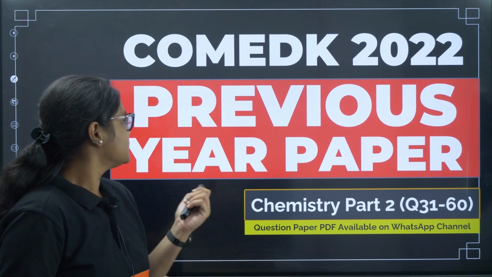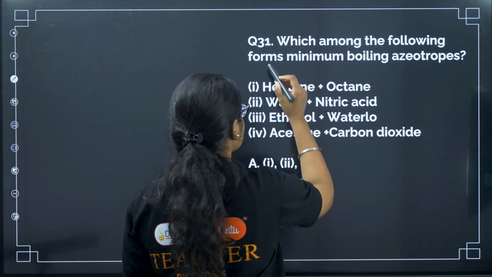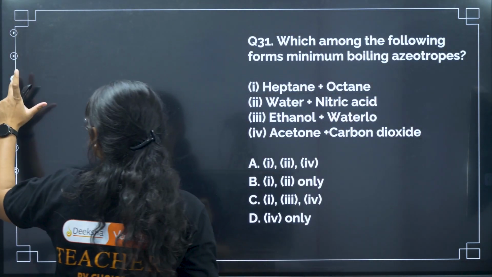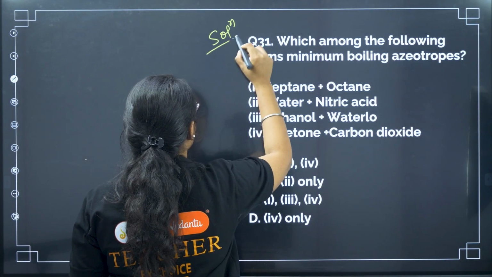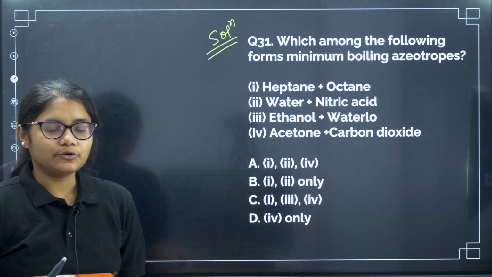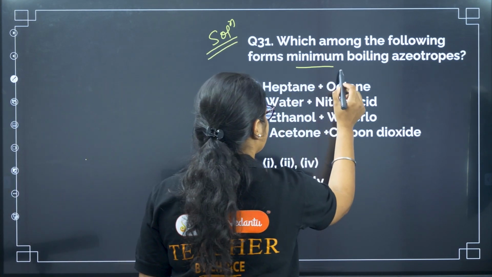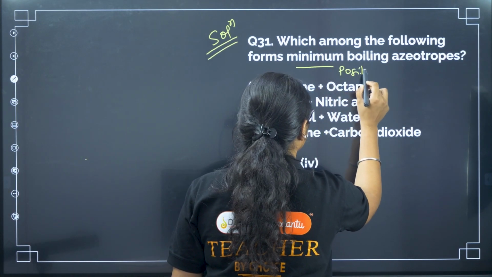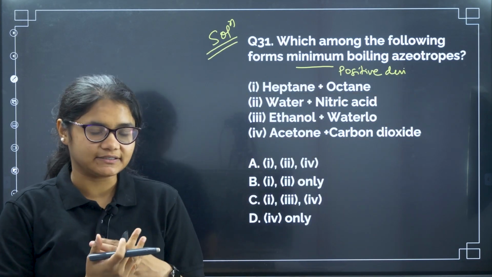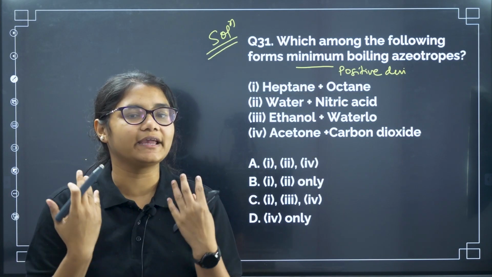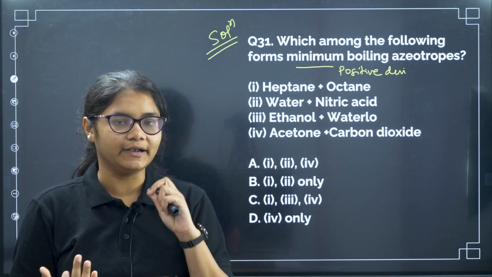Okay, so let us start with the first question then. Question number 31, which among the following forms the minimum boiling azeotope? This question is from your solutions chapter, right? Minimum boiling azeotope means they will have negative deviation. Sorry, minimum boiling azeotope will have positive deviation, right? So positive deviation, so interactions will be very low. They can easily get evaporated or easily get boiled. So that is why the boiling point will decrease.